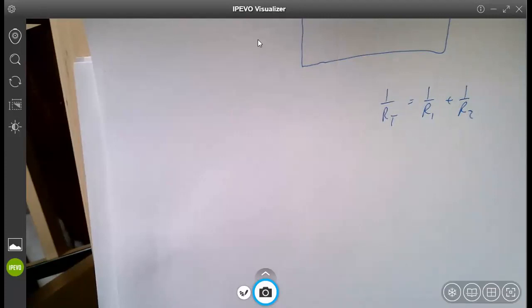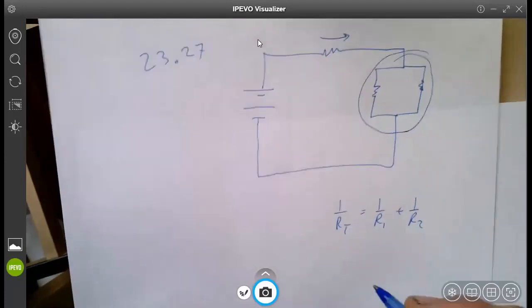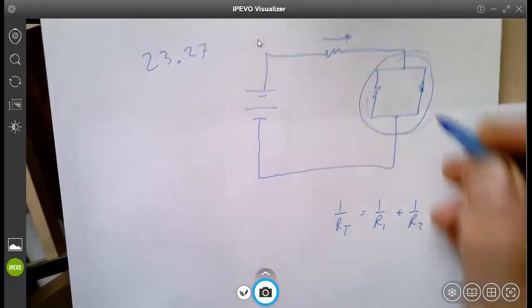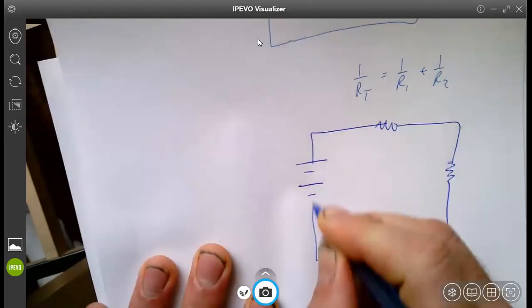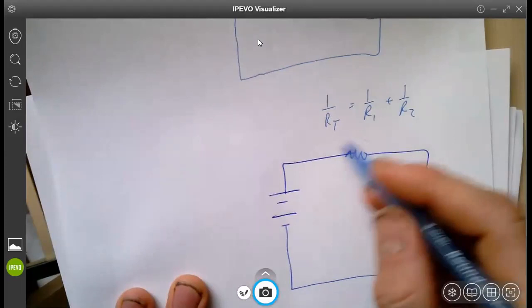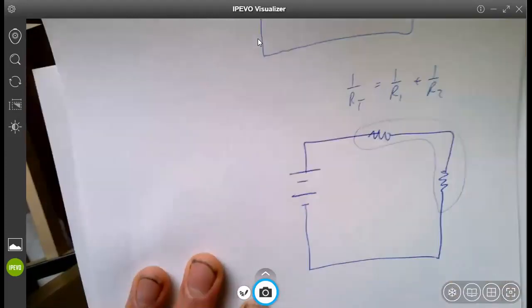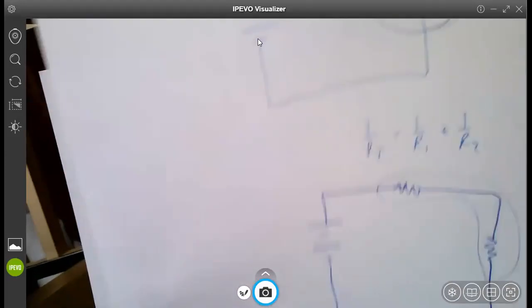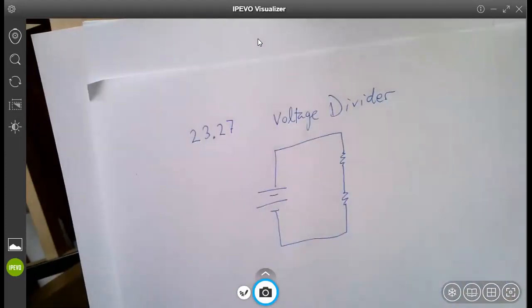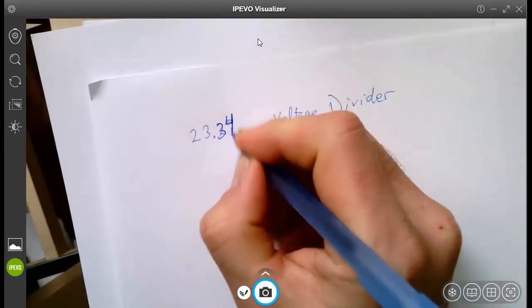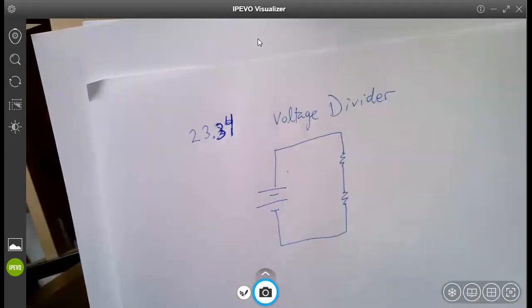Okay. So in this case here, we're going to be reducing this circuit to something where this is now just one resistor. And so we have that resistor and then our reduced resistor. And now you have two resistors in series, which you can now combine as one resistor. And then I think you know maybe how to approach it from there. So that's just a hint on how to continue with question number 23.27. The next one that I wanted to bring up was 23.34. And this one is referring to something called a voltage divider.